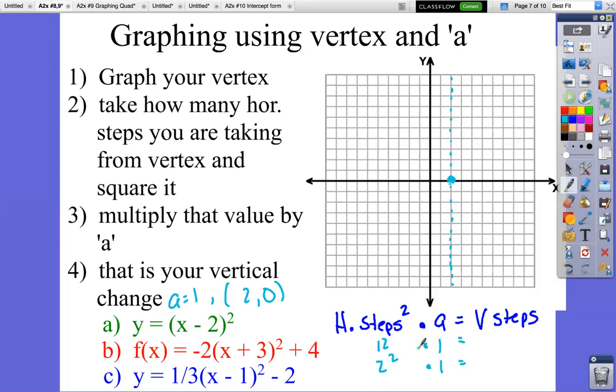So 1 squared is 1 times 1 is 1. So if I take 1 horizontal step, 1 vertical step, both ways. If I take 2 horizontal steps, 2 squared is 4 times 1 is 4. So 2 over, 1, 2, 3, 4 up. And that's it. So you really only need 5 points. And there's your 5 points. 1, 2, 3, 4, 5. There you go.